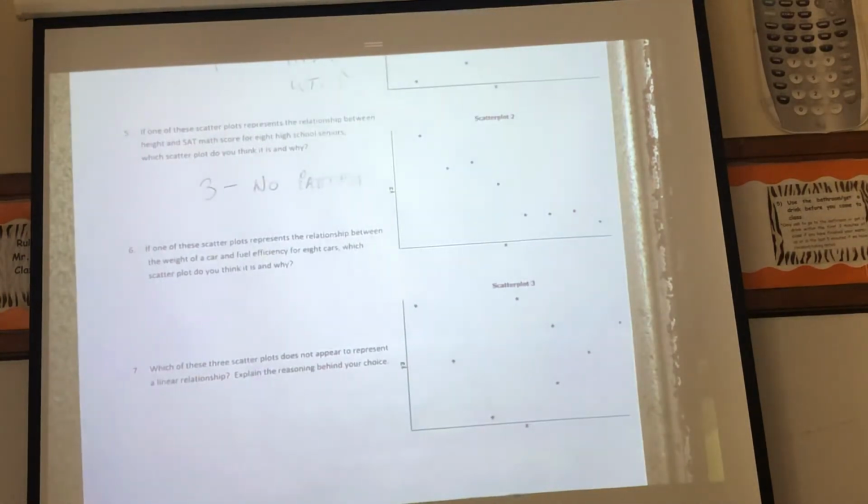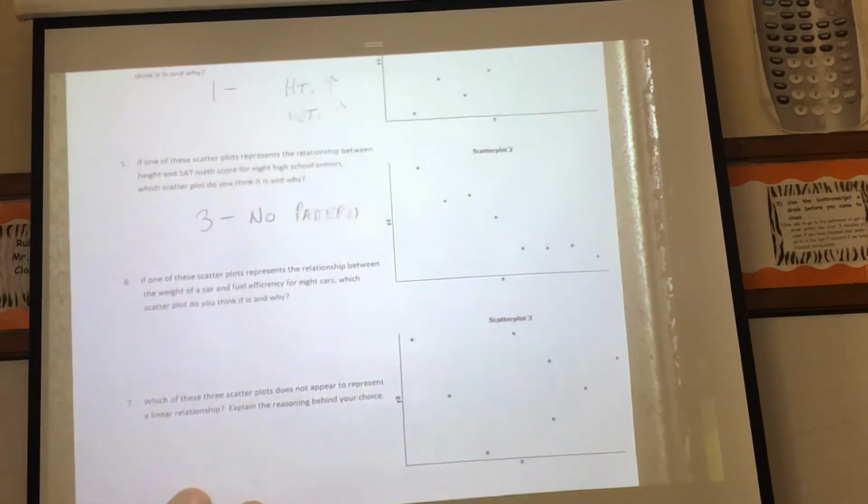Number 6, if one of these scatter plots represents the relationship between the weight of a car and fuel efficiency for 8 cars, which scatter plot do you think it is and why? So we're talking about automobiles. The larger the car, generally the least eco-friendly it is, meaning you need more gasoline to run it, like a F-150 would take a lot of gas, and you'd be filling your tank up pretty frequently because of use.